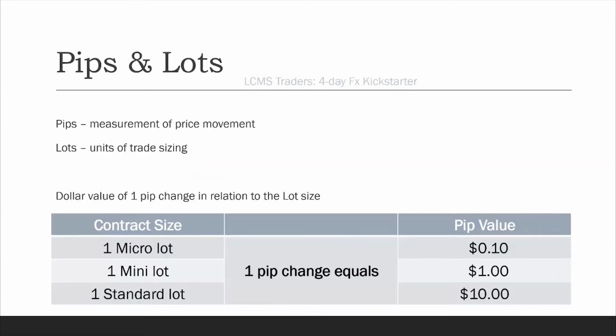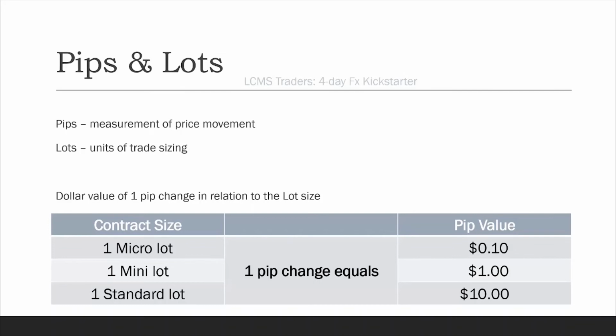So when we looked at pips, counting in FX, how to look at pips, how to count, and your lot sizes in terms of a trading size. Pips is a measurement of price movement. Lots is the units of your trade sizing. It's important to realize that at different trading sizes, every pip move equals a different amount.